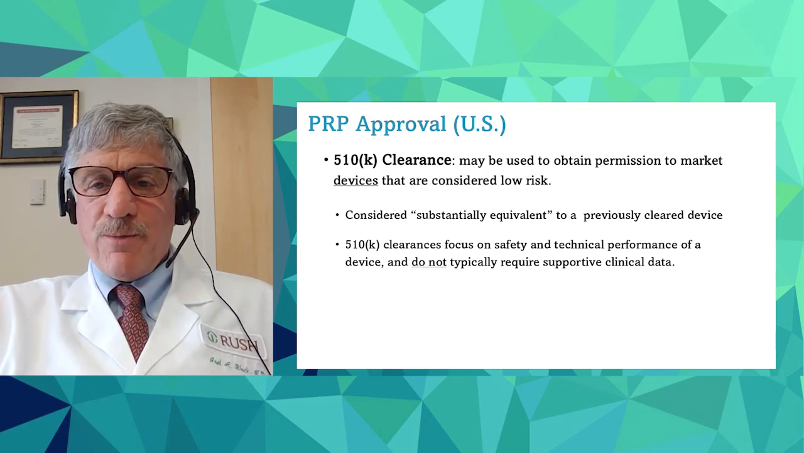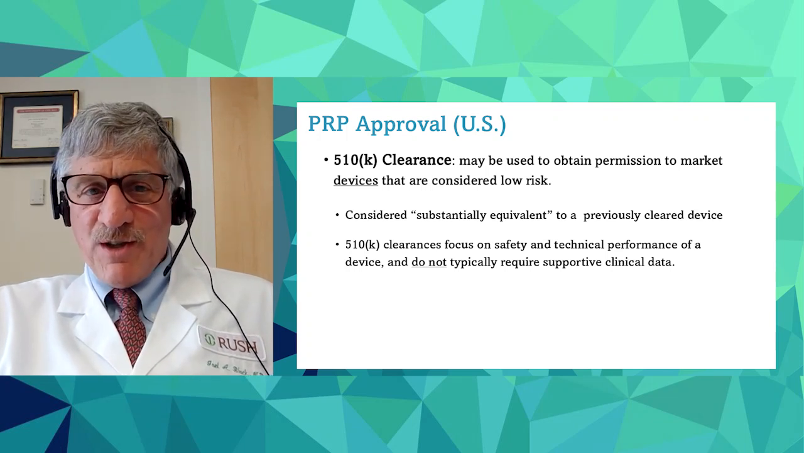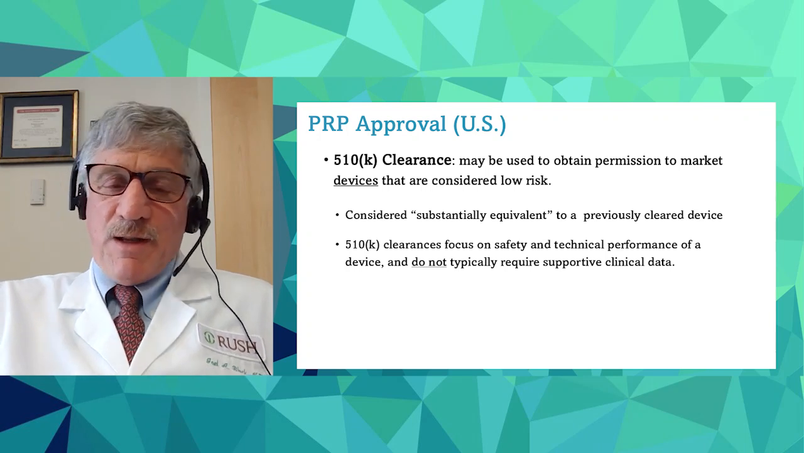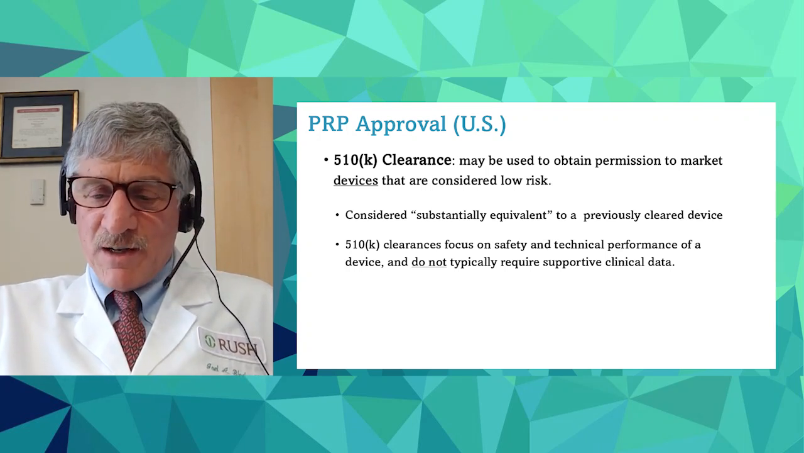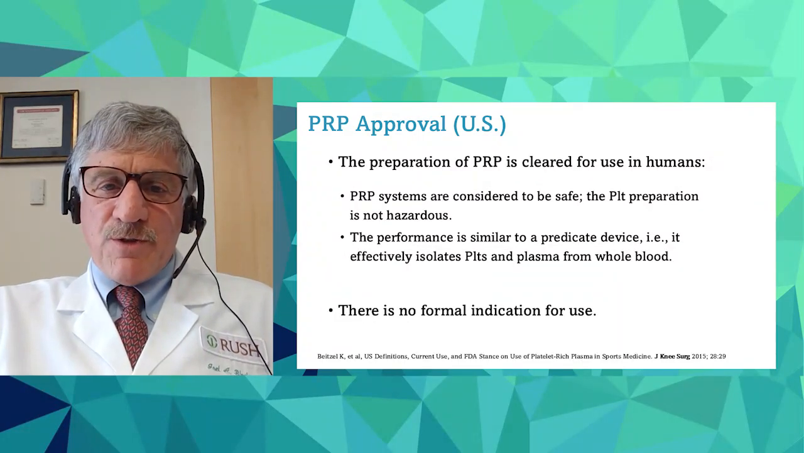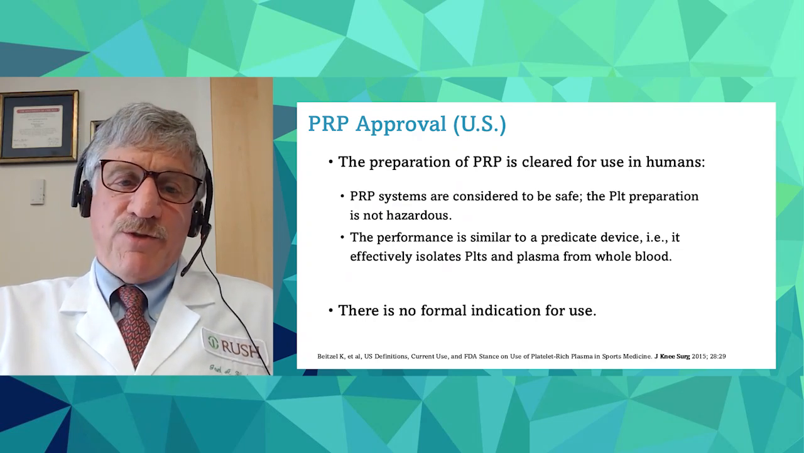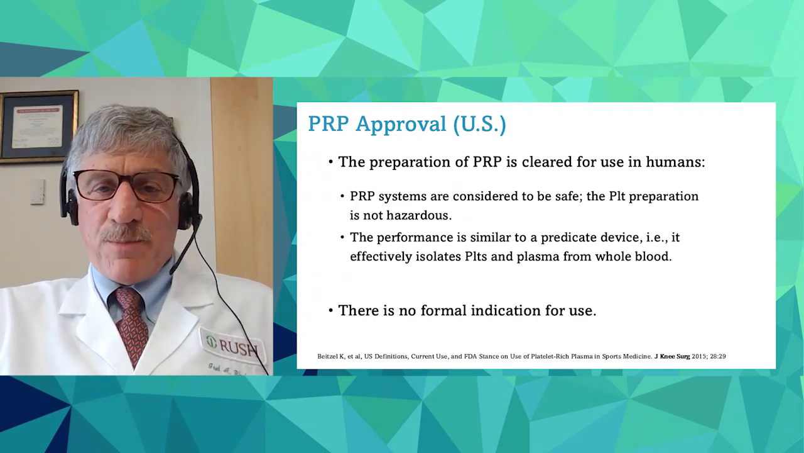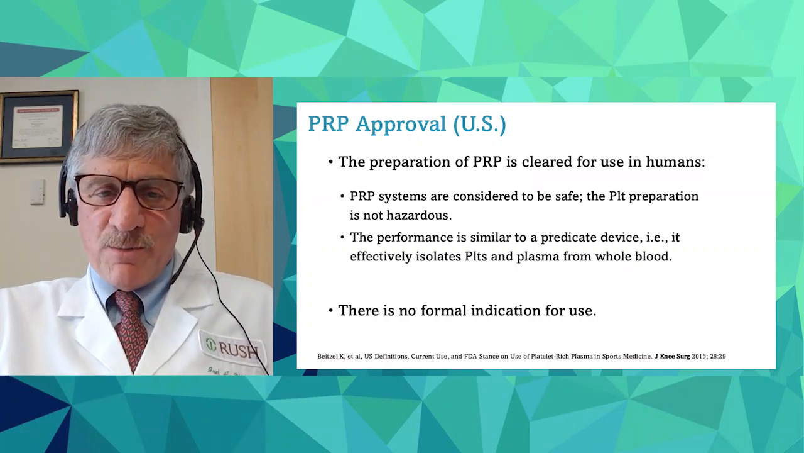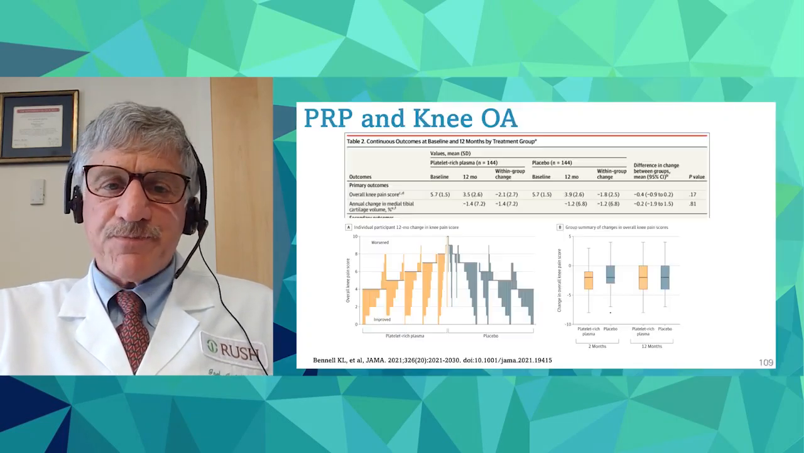In the case of the platelet-rich plasma, what has been approved for use is the pheresis machine that prepares the platelet-rich plasma. It has never been indicated or received an indication for the use in any particular disease. So, as I just said, the preparation itself of the PRP is cleared for use. The systems themselves are technically safe. The platelet preparation is not thought to be hazardous, and the performance of each machine is similar to a predicate device, but there remains no formal indication for use.